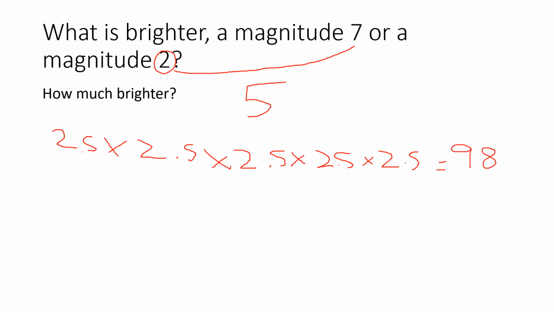But there is a faster way to do that. We take 2.5 and we raise it to the 5th power. And if we do that, we get back again 98.